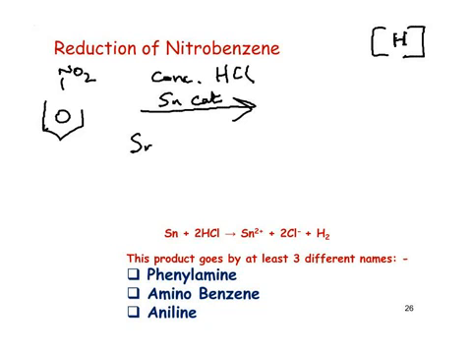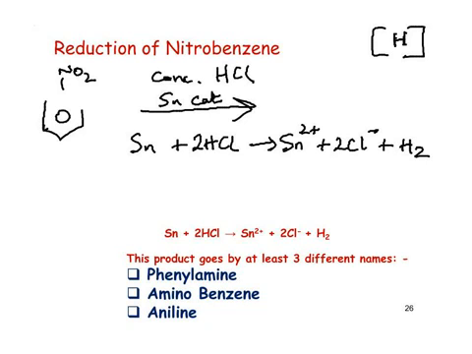What happens in fact is the tin reacts with the HCl and it produces Sn2+ and 2 Cl minus, and the key thing is it's acting as a reducing agent there. It's producing the hydrogen, and it's putting on in fact 4 H's. Sorry, but it's putting on, 4 H's are involved. We'll see why.